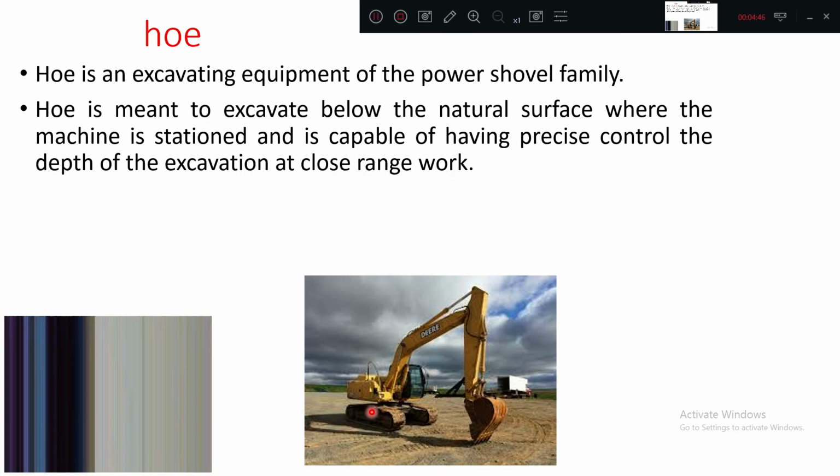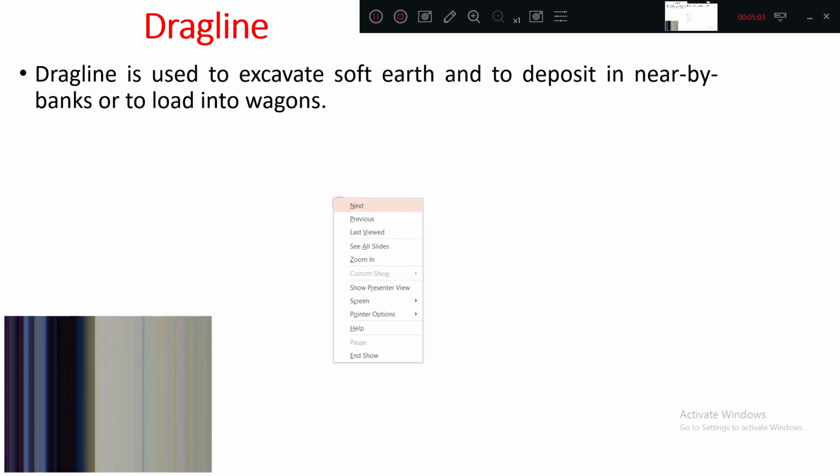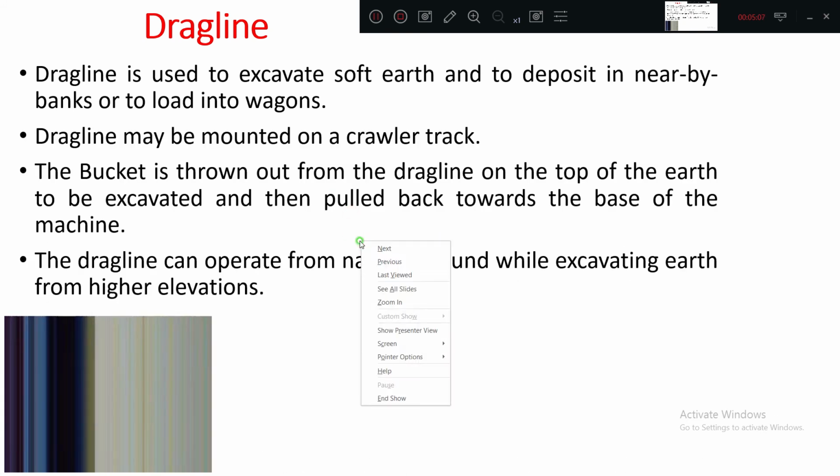Okay, what do you mean by that one? This is the equipment, it is stationed, so the excavation can take place in the surrounding area but can be done in the below that surface also. Okay, so that level difference can also be done. What do you mean by this drag line? If you see this diagram, drag line, you can understand. Where is the drag line?